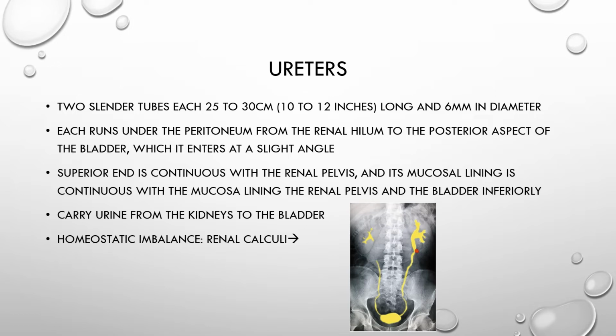The homeostatic imbalance here, you can see in this small photo on the right, is renal calculi. When urine becomes extremely concentrated, solutes such as uric acid salts form crystals that precipitate in the renal pelvis. These crystals are called renal calculi, or more commonly known as kidney stones.